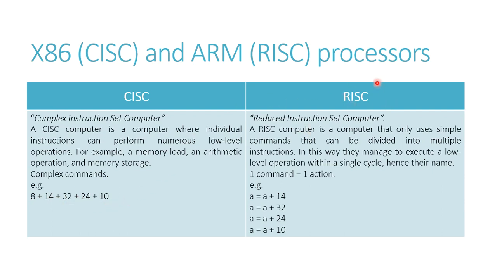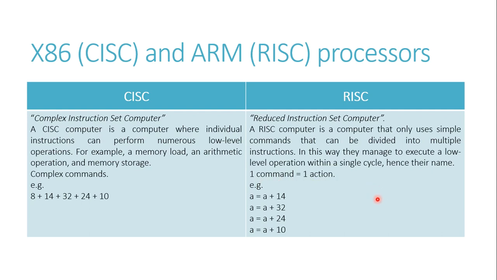Now, if this design of the processor were RISC, this would not be possible. We would have to order each sum separately. First we would have to say 8 plus 14, and well, the result is 22. Then we ask it to add 32 with 22, and so on with all the numbers basically. Because the processor is not able to add several numbers at the same time.